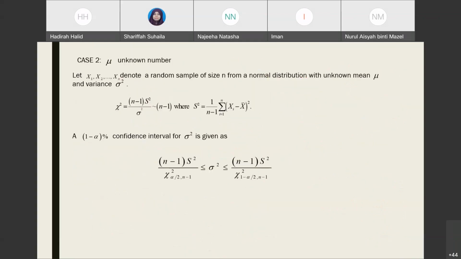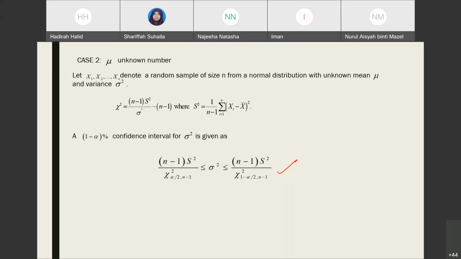Let us refer to the second case. The second case is where mu is an unknown number. This is what we did during your first year. In first year we only considered this, mu is an unknown number, so you are already familiar with this confidence interval. Here you have an unknown mean mu and also an unknown variance sigma squared. When you have an unknown mean mu, you need to estimate it by using x bar. When you have an unknown population variance, you need to estimate it by finding s squared, which is usually 1 over n minus 1 times the summation of xi minus x bar squared.